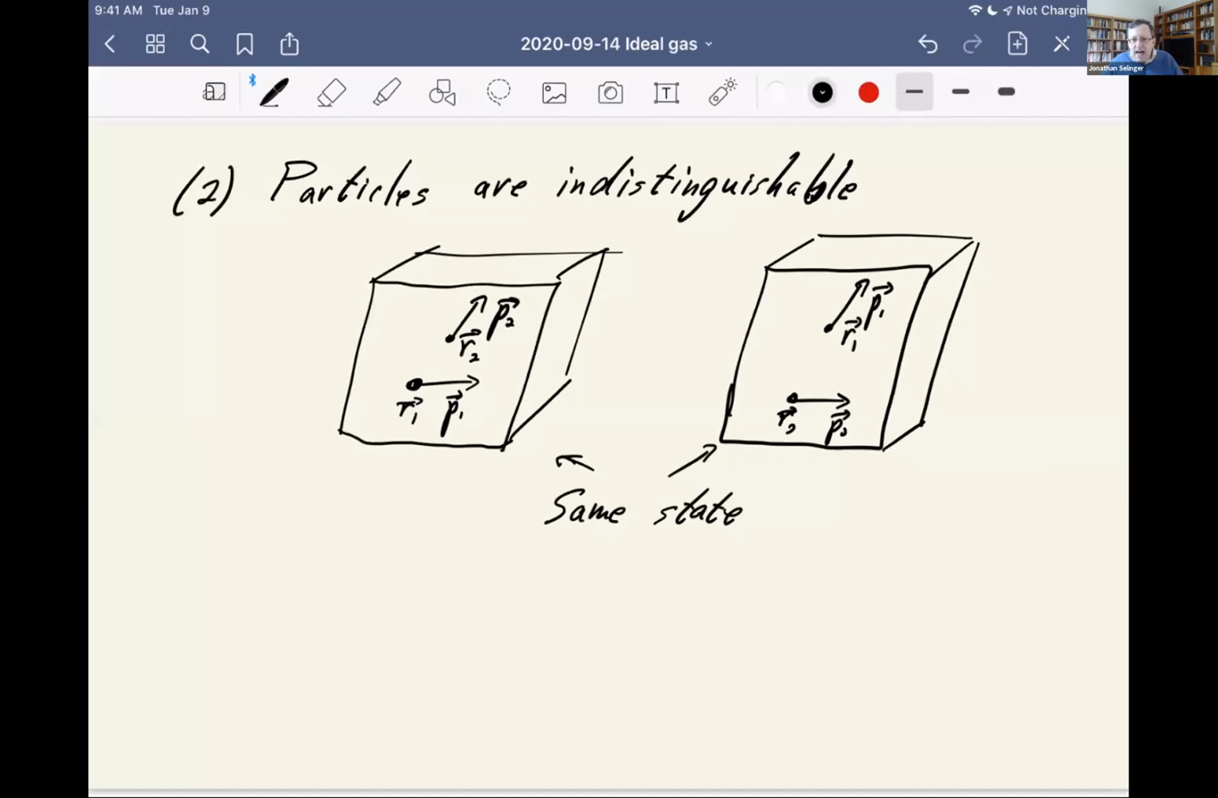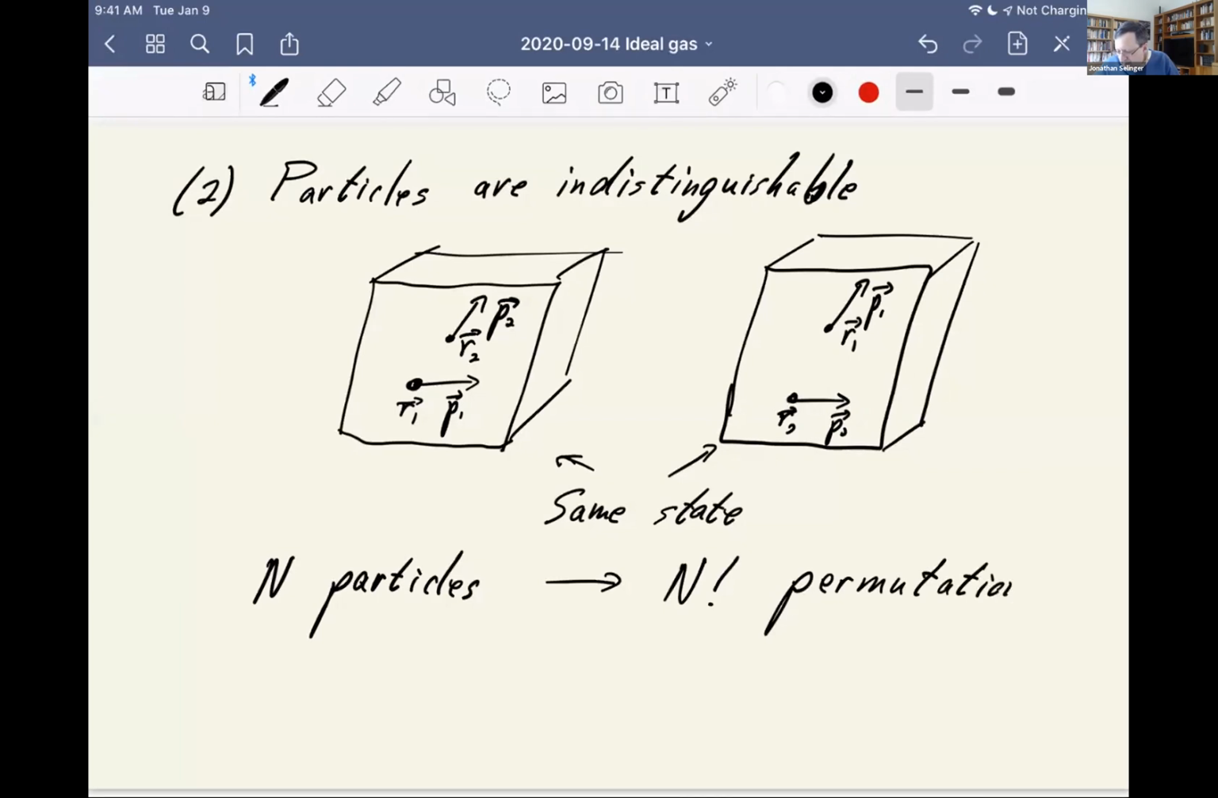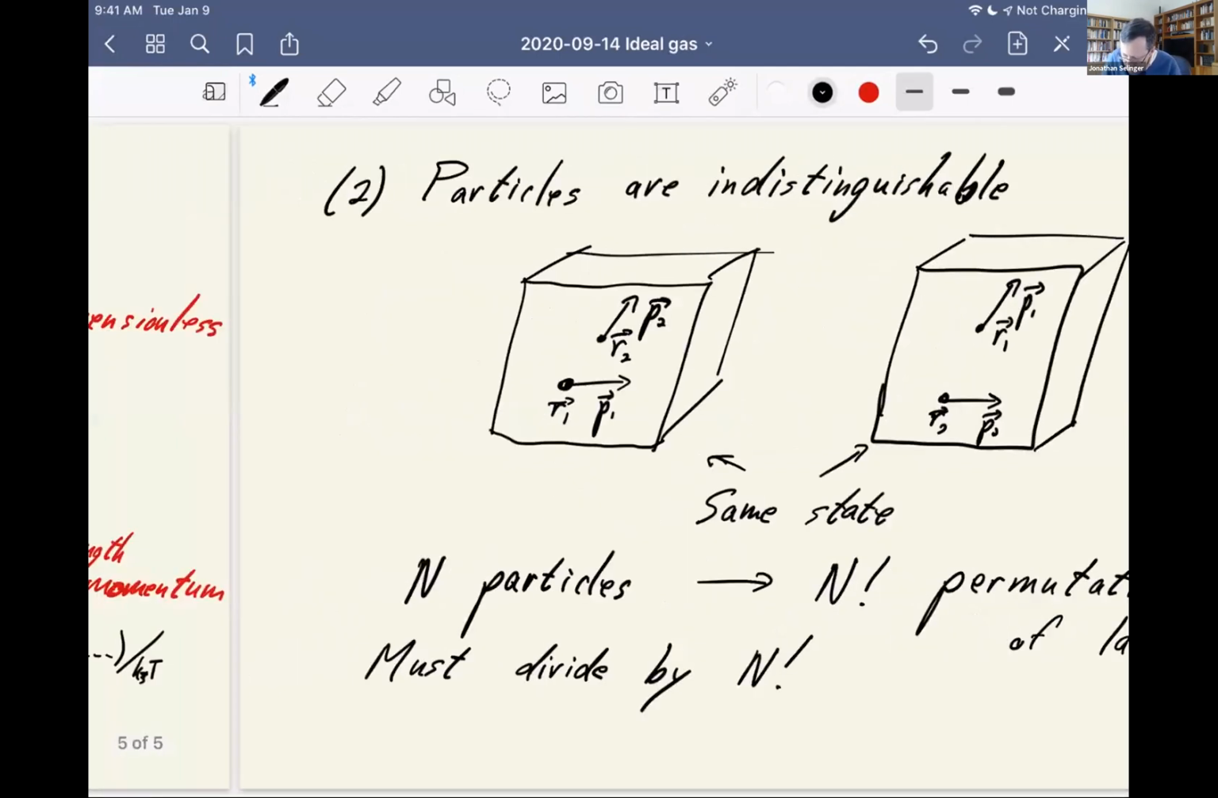If there are n particles, then there are n factorial permutations of the labels, which means that I have overcounted the states by n factorial. So I can compensate for that problem by dividing by n factorial. That's one other thing I need to fix.